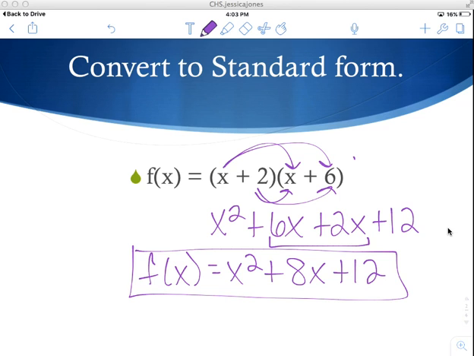So we started with vertex. We are ending with standard. Next class, you will graph from standard form.